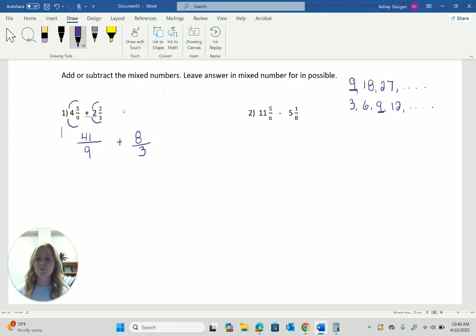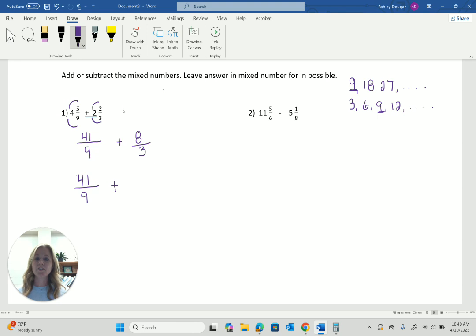My common denominator would be 9. This first fraction already has the denominator that I want. That means I don't have to do anything with this fraction. I can just bring it down, write it again. Sometimes students like to multiply it by 1, and that's fine, you get the same thing.